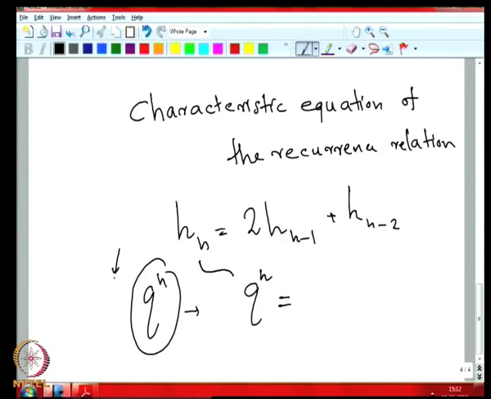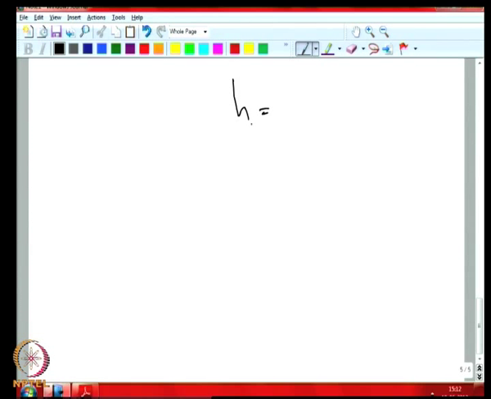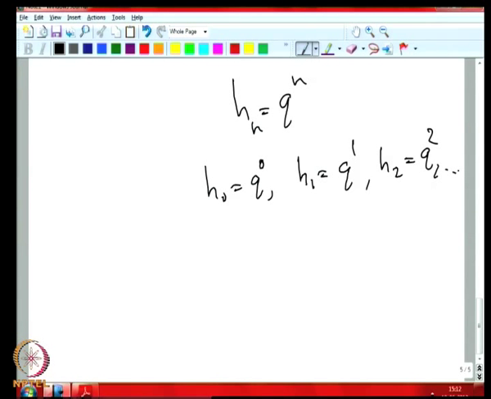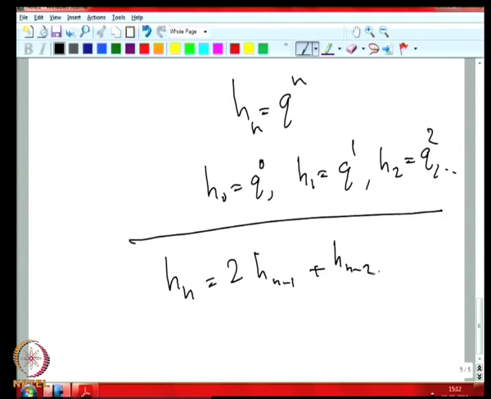So, h n will become q to the power n. When I say h n will be equal to q to the power n, what we mean is h 0 equal to q to the power 0, h 1 equal to q to the power 1, and h 2 is equal to q to the power 2, and so on, right. So, if that is the case, then for this h n equal to 2 h n minus 1 plus h n minus 2, when I substitute this q to the power n here, this will become 2 into q to the power n minus 1 plus q to the power n minus 2.